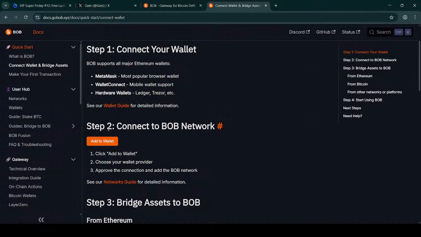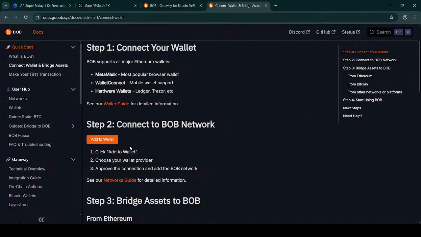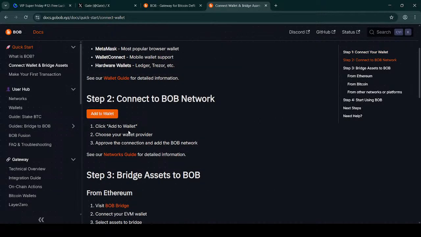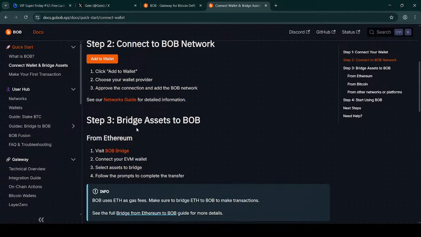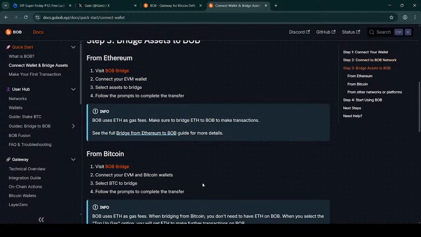Step two: connect to the BOB network. Add the network to your wallet, choose your wallet provider, and approve the connection to add the BOB network. See the network guide for details. Then bridge assets to BOB from Ethereum: visit the BOB bridge, connect your EVM wallet, select the asset and amount, follow the prompts, and complete the transfer.